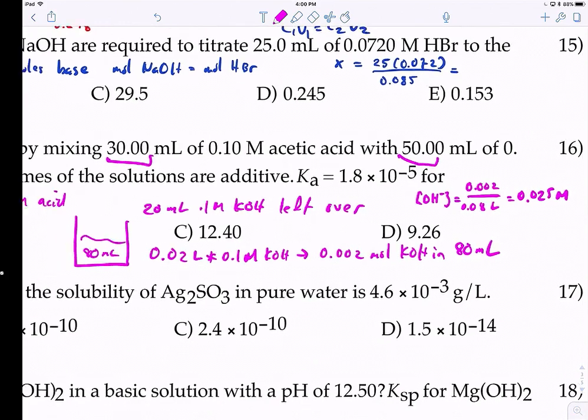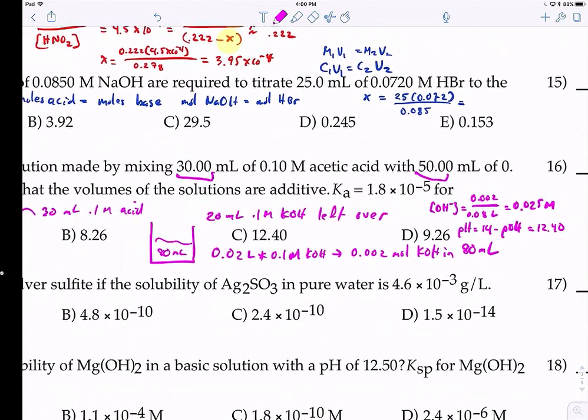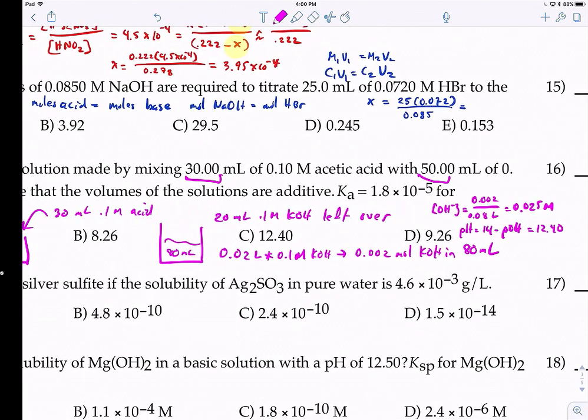That's 0.025 molar. And I like to do the pOH. The pH is 14 minus the pOH. If you put that in your calculator, you get 12.40. And the pOH is the minus log of the OH.